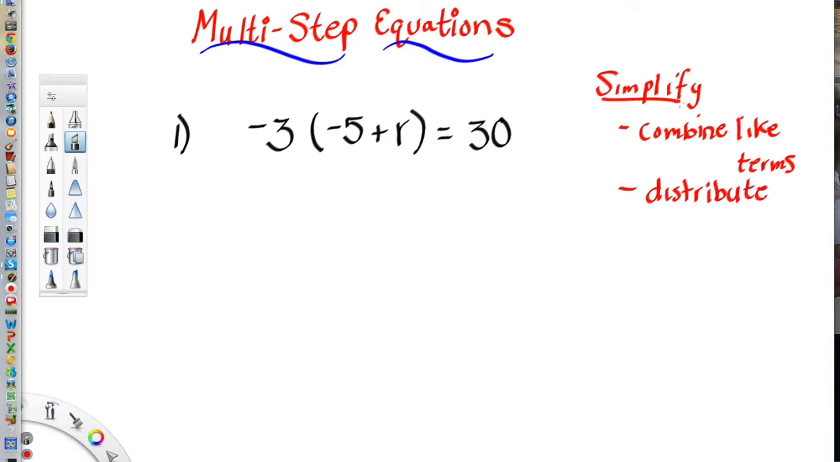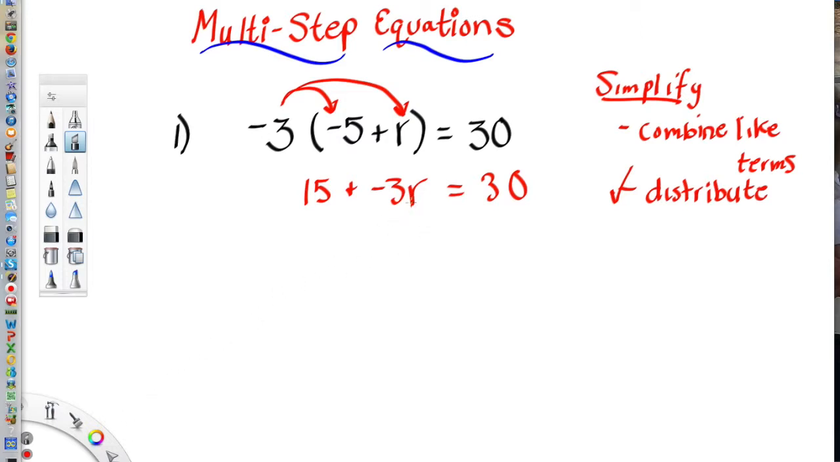Okay, now when I look at this here, I don't see any like terms on either side of the equation that I can combine, but I do see some distribution. I can distribute this -3 to the -5 and the r. When I do that, a -3 times a -5 is going to be a +15. And a -3 times r is going to be a -3r, which is equal to 30. Now I can begin solving for the equation. Now I can begin to try to isolate the variable.